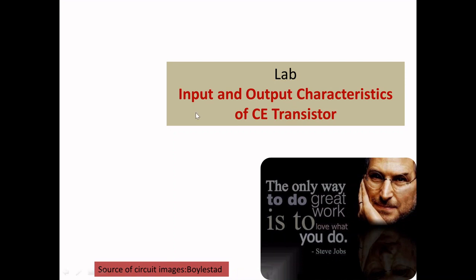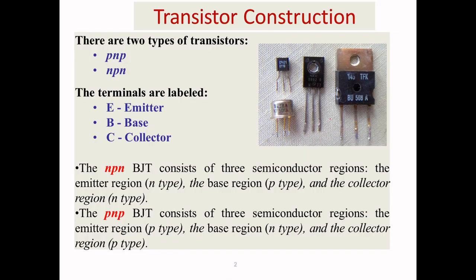Dear students, today we are going to discuss input and output characteristics of common emitter transistor. So we start with the basics. We have two types of transistor, NPN and PNP. In the NPN, majority charge carriers are electrons. In PNP, majority charge carriers are holes. So we will be preferring NPN in most of the applications we have discussed in the theoretical section, right?